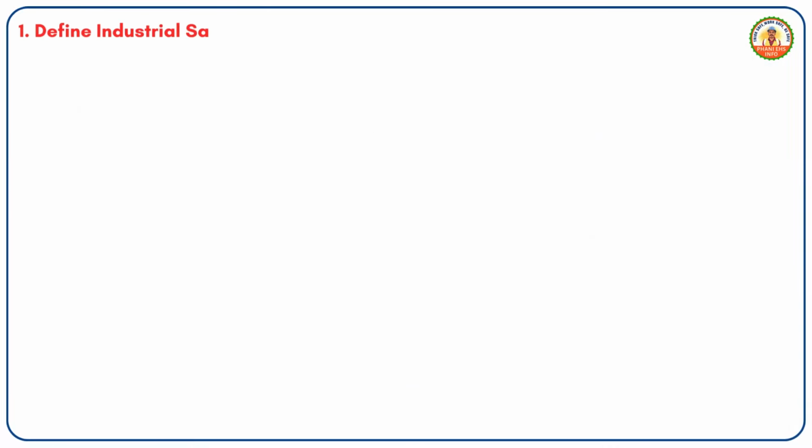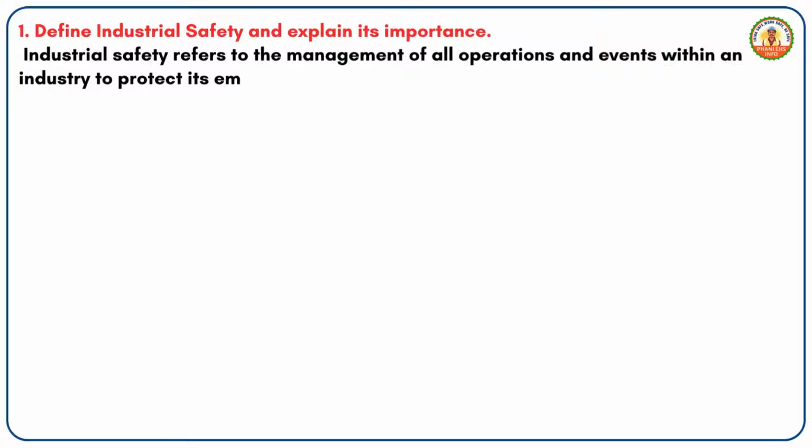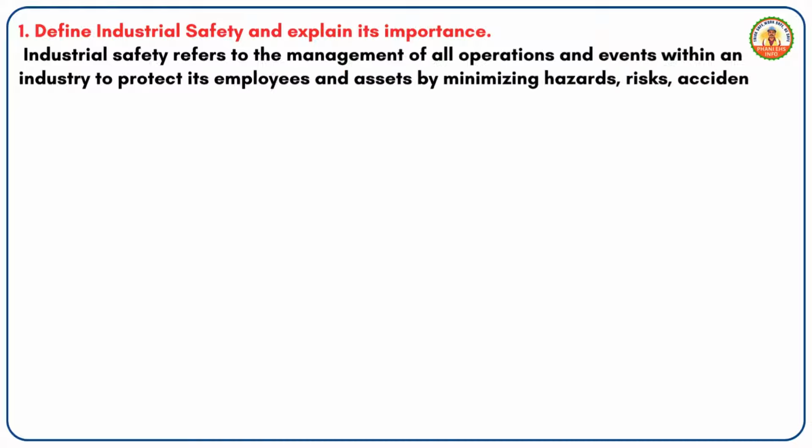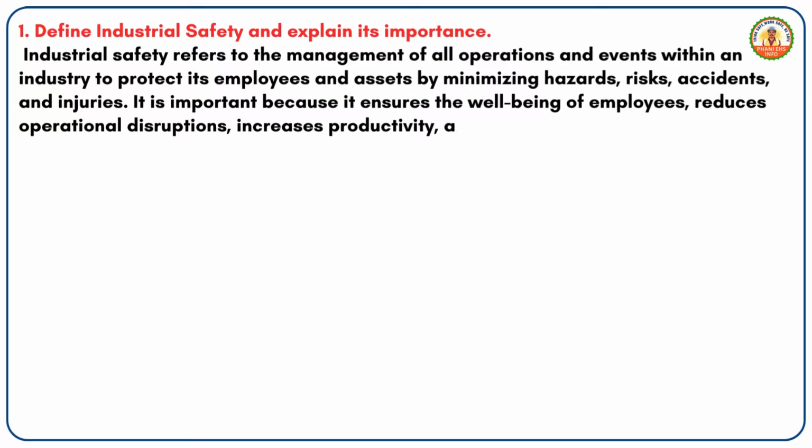1. Define industrial safety and explain its importance. Industrial safety refers to the management of all operations and events within an industry to protect its employees and assets by minimizing hazards, risks, accidents, and injuries. It is important because it ensures the well-being of employees, reduces operational disruptions, increases productivity, and helps avoid legal liabilities.